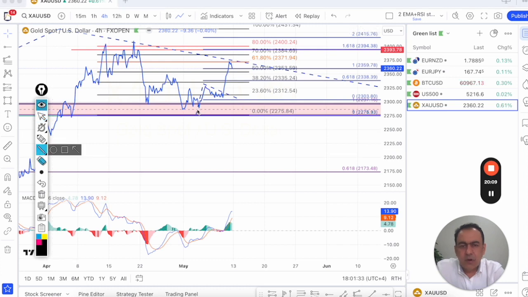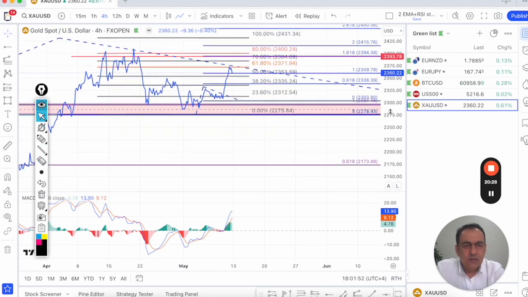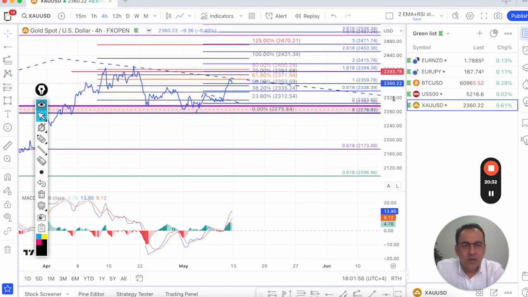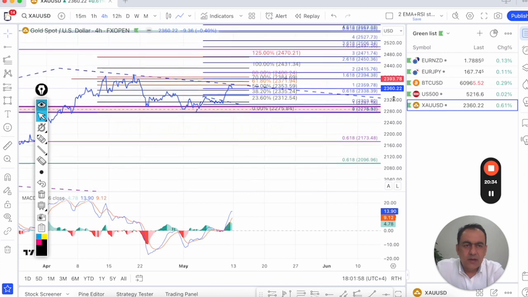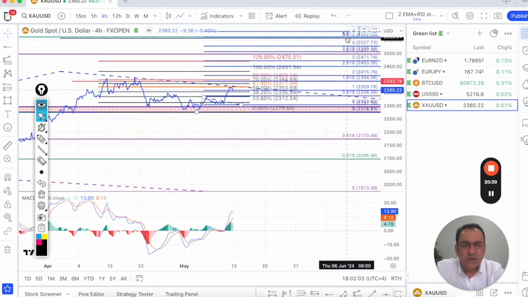Now how deep the correction could be, again I'm going to plot a rising trend line here. So we can expect some short-term correction towards 2335, and the next target should be 2394 or 2400, followed by, I can show you the next extension levels here, 2450, 2471, 2497, and ultimately we have a magnet level at 2550 or 2560.